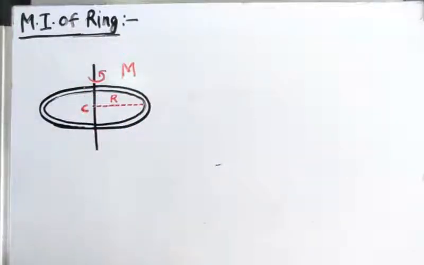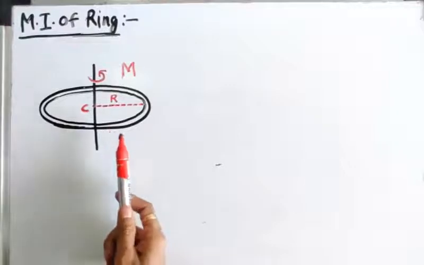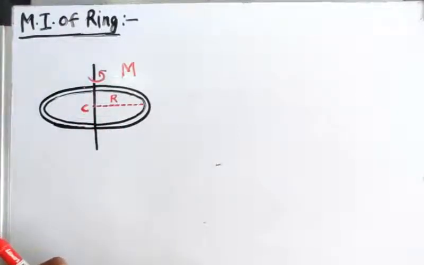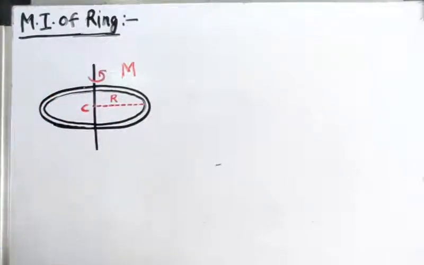As shown in this figure, consider a ring of mass say m and radius capital R. We can see a ring is rotating about an axis which is passing through its center and perpendicular to its plane. Now, in order to find moment of inertia of a ring about an axis passing through its center and perpendicular to its plane, we are going to divide this entire ring into small elements, each of mass dm.